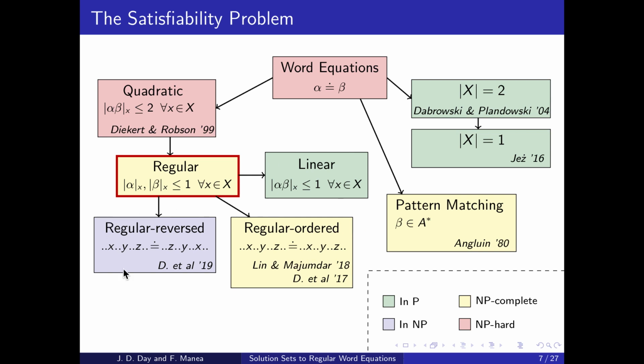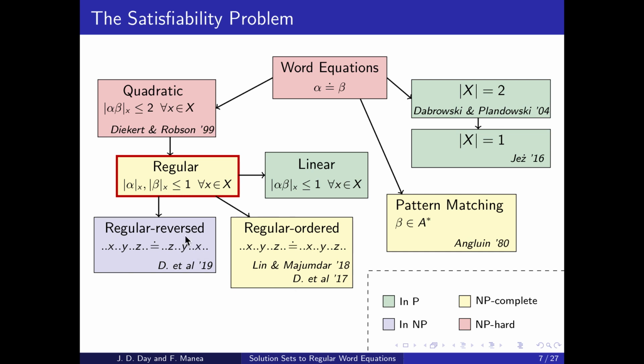And there are also a couple of other subcases of the regular word equations which have been considered already in the literature. The first is regular ordered. So these are regular word equations for which the order of the variables is the same on both sides of the equation. Each variable can occur at most once per side, that's the regular condition, and they also occur in the same order as read from left to right on both sides of the equation. And this class, despite being very restricted, is NP hard, and it's not too difficult to show that it's also in NP, so it's NP complete.